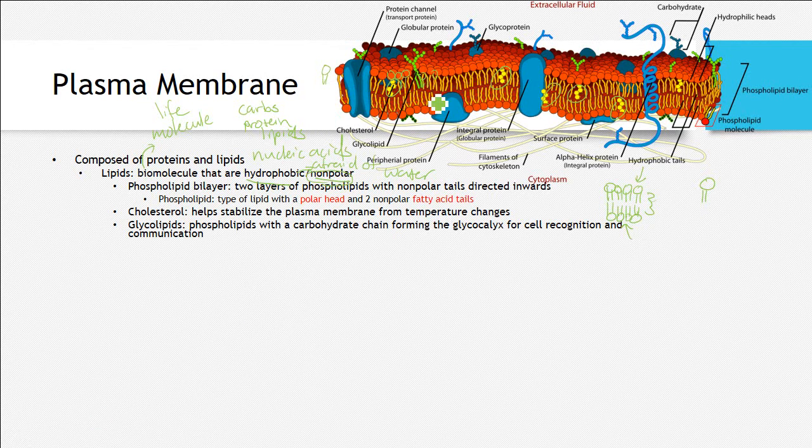The glycolipids, once again, are these phospholipids that have these sugar molecules that come off of it. And once again, it's part of the glycocalyx to help the cell recognize itself.